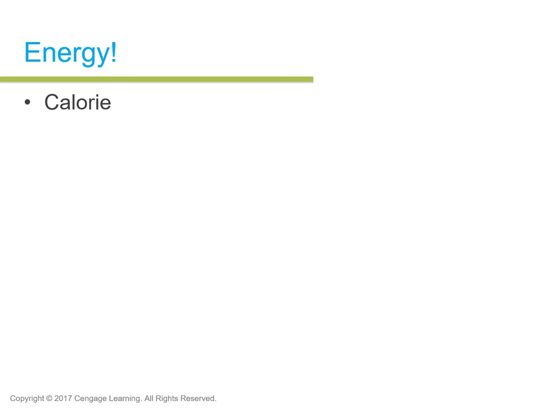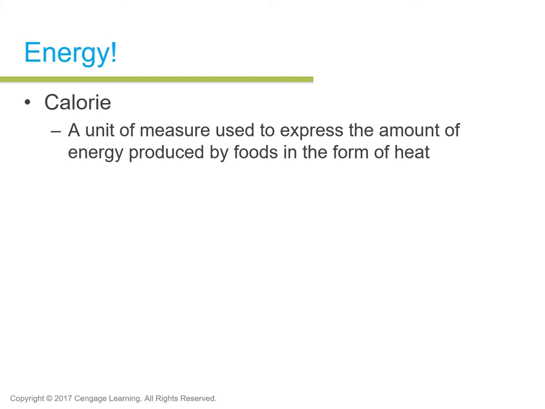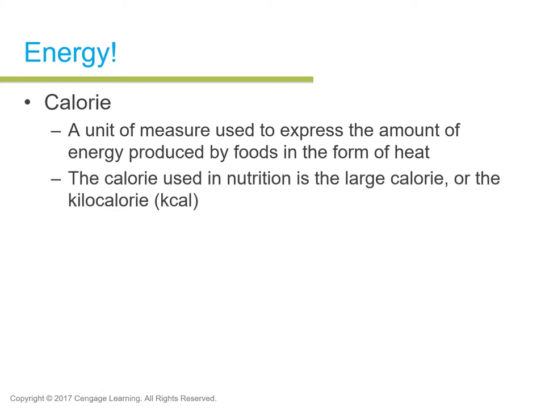A bomb calorimeter determines the caloric value of food by burning it completely in a container surrounded by a specific amount of water. Illustration 8.2 in your book has a depiction of that, and I went ahead and provided that information on your slides. A calorie is a unit of measure used to express the amount of energy produced by foods in the form of heat.